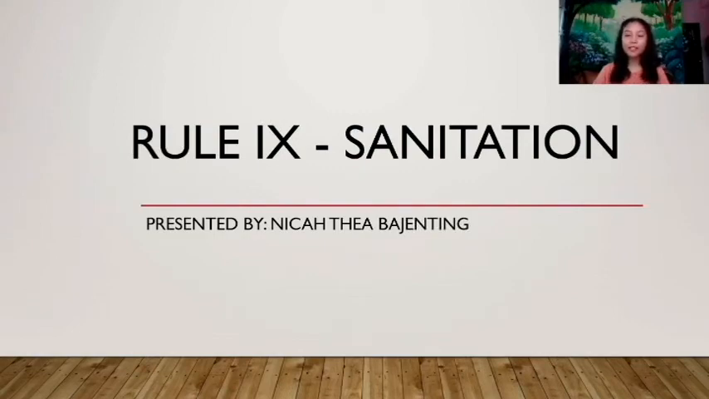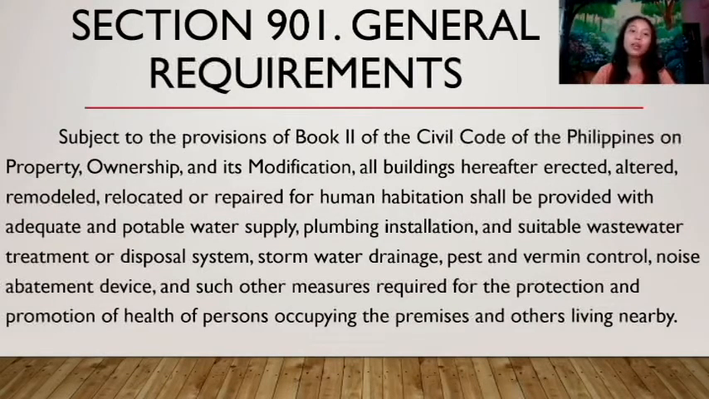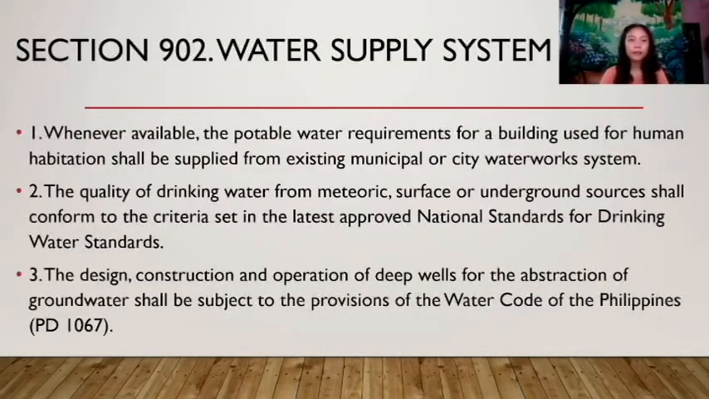Rule 9 talks about sanitation. Section 901 General Requirements. Subject to the provisions of Book 2 of the Civil Code of the Philippines on property ownership and its modification, all buildings hereafter erected, altered, remodeled, relocated, or repaired for human habitation shall be provided with adequate and potable water supply, plumbing installation, and suitable wastewater treatment or disposal system, stormwater drainage, pest and vermin control, noise abatement device, and other measures required for the protection and promotion of health of persons occupying the premises and others living nearby. Section 902 talks about water supply system.